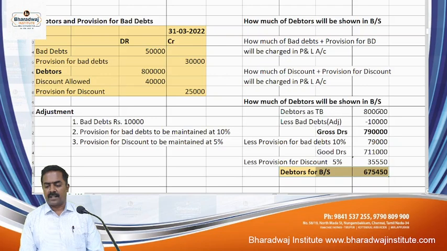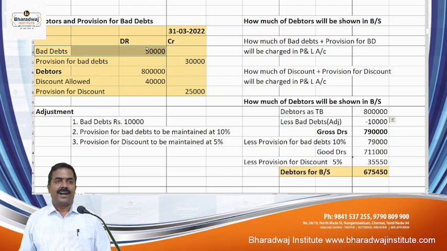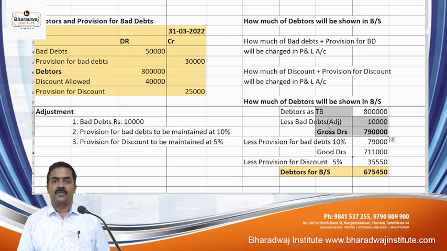What is the debtors as per trial balance? 8 lakhs. Sir, why are you not adjusting this 50,000? Already journal entry is passed. Bad debts account, debtors account, no further adjustment required. So why are you adjusting this 10,000 only? To be adjusted. That's why they are giving. So out of 8 lakhs, only 10,000 became bad. So what is the balance of debtors? 7,90,000. In this, create a provision for bad debt.